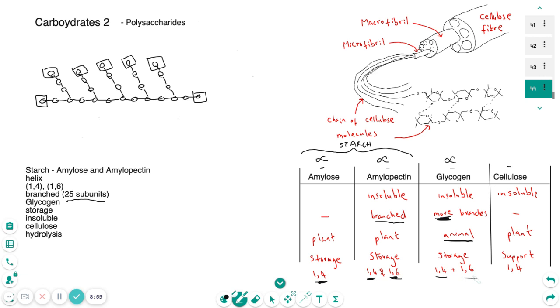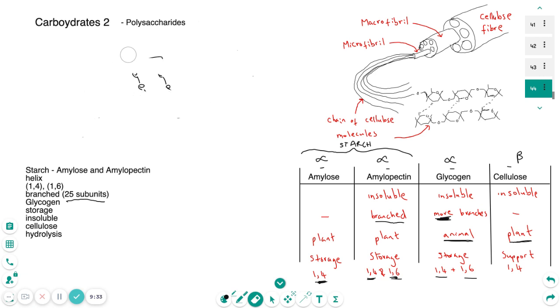So 1,4 and 1,6. So the last one now is cellulose. This is plants, and this is what's found in the cell walls. So it's a completely different structure now. It's something that's been made from beta glucose. So we're going to talk about how the beta glucose molecules are joining together and what impact that has on its shape and structure. So I'll just rub this out.